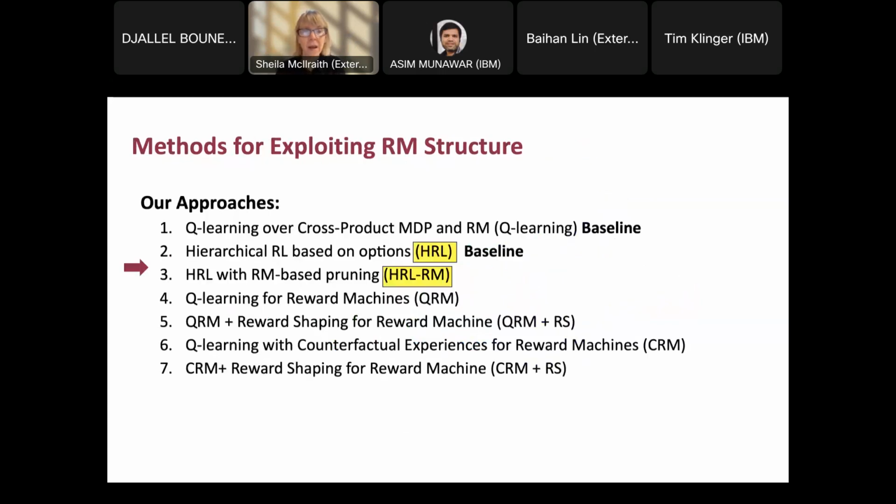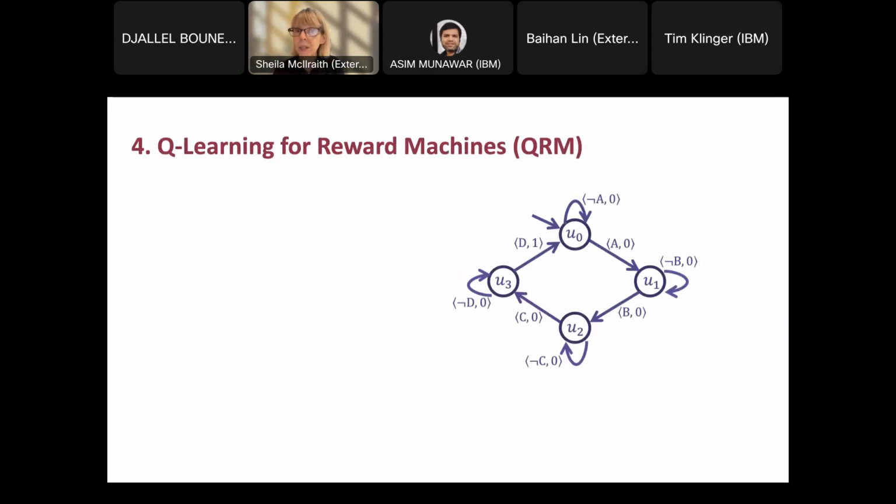And so we also did some very interesting work on hierarchical reinforcement learning. I'm not going to talk about it for time, but you can see it in our papers, and I'll show you some of the experimental results. What I really want to talk about is our algorithm QRM, which is Q learning for reward machines. And here's how it works.